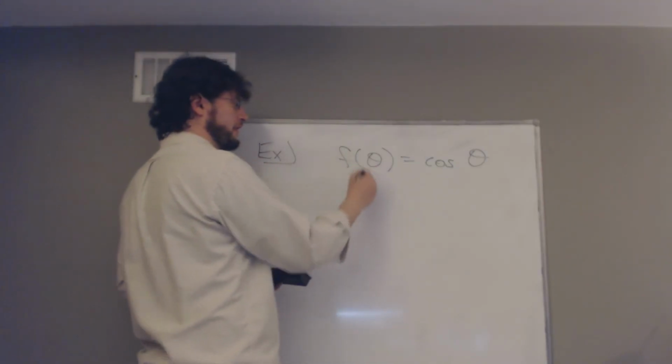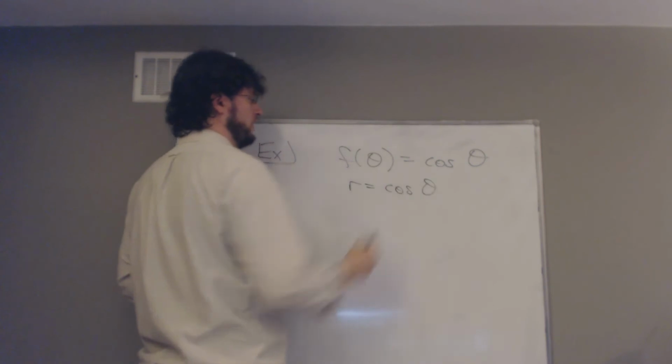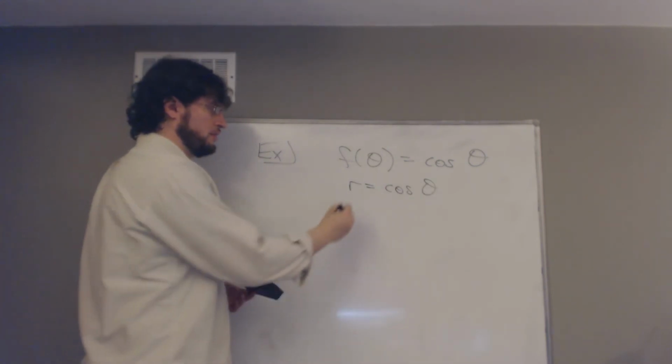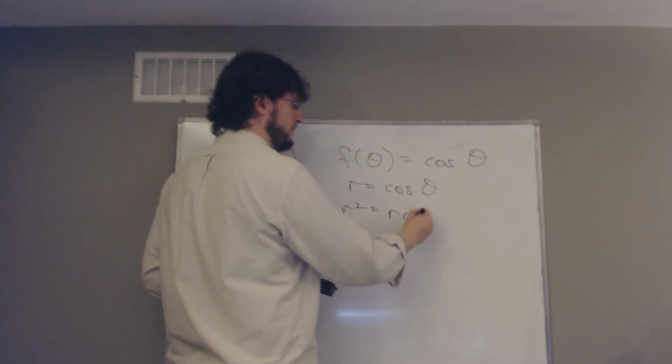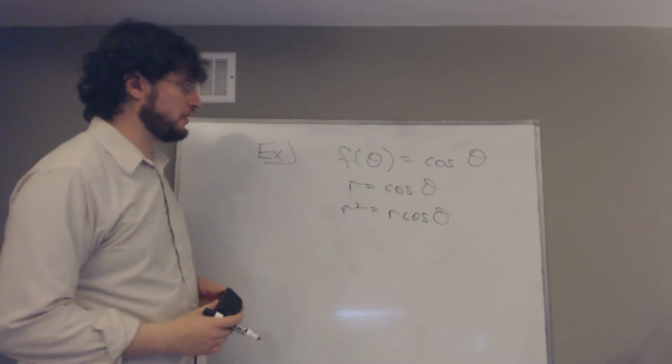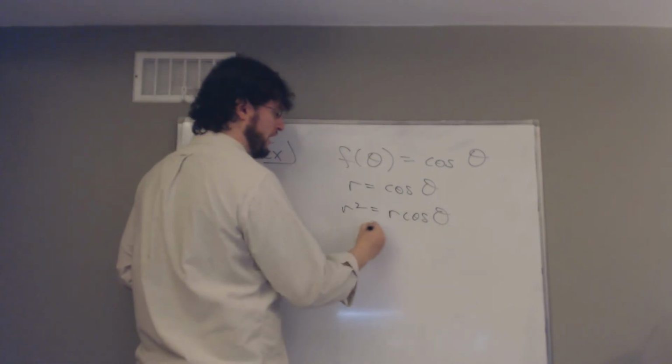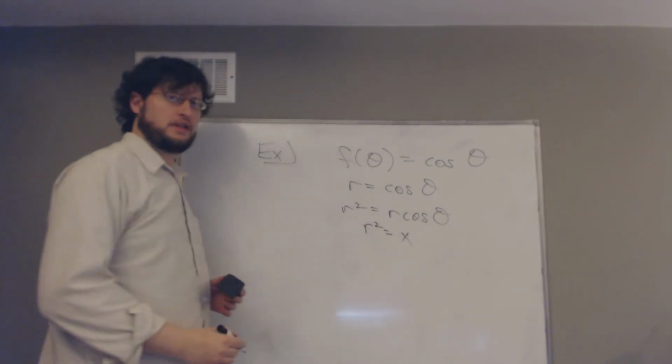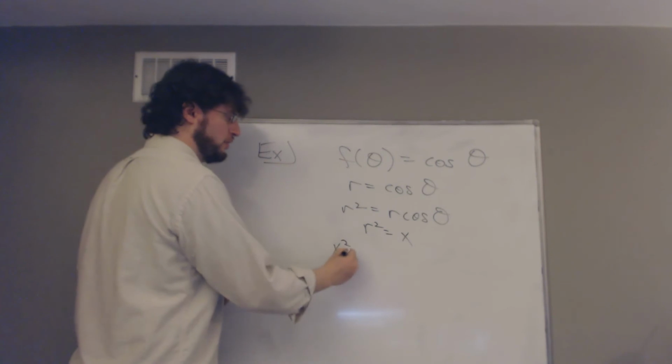Then r, f of theta, is cosine theta. I'm going to do a little bit of algebra here. I'm going to multiply both sides by r. I get r squared is r cosine theta. But r cosine theta is x. And r squared is x squared plus y squared.